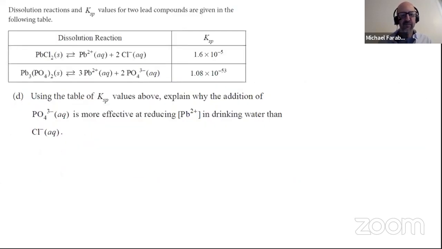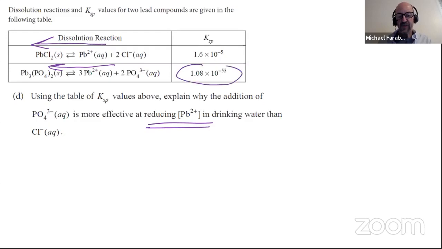Using the table of Ksp values above, explain why the addition of phosphate is more effective at reducing lead concentrations in drinking water than chloride. Now, what does that mean? Reducing lead concentrations. Well, that means decreasing the concentration of lead, which would be a shift toward the left, toward the solid.